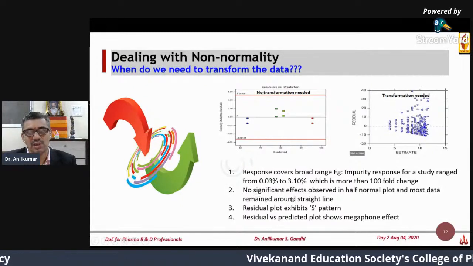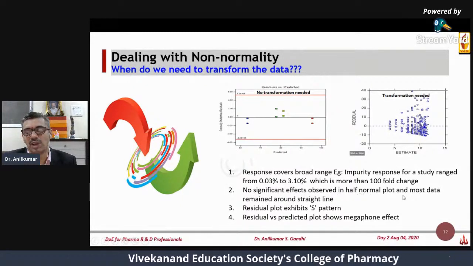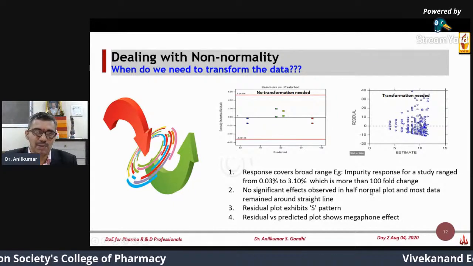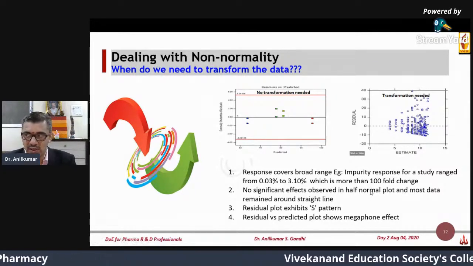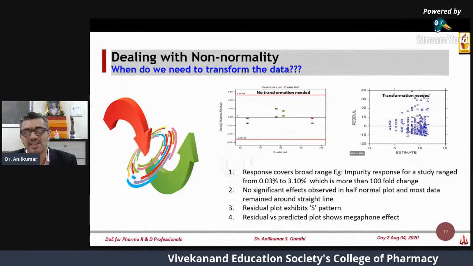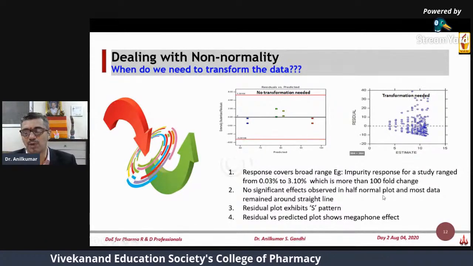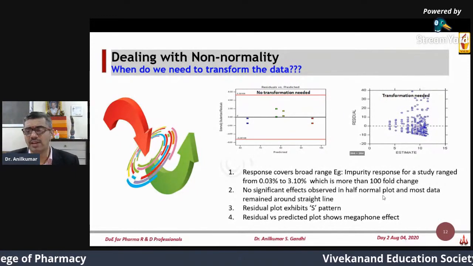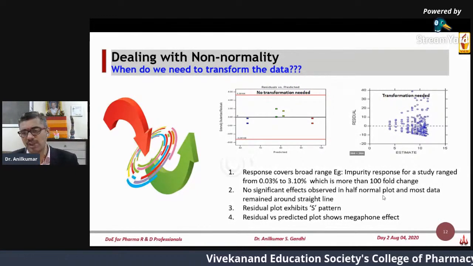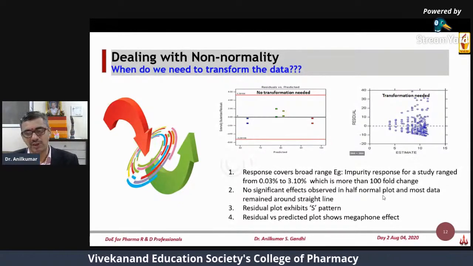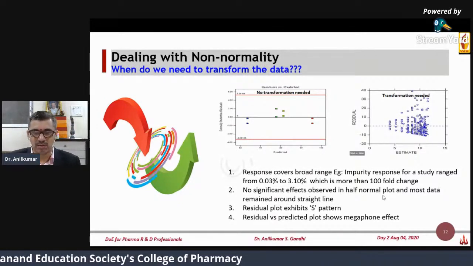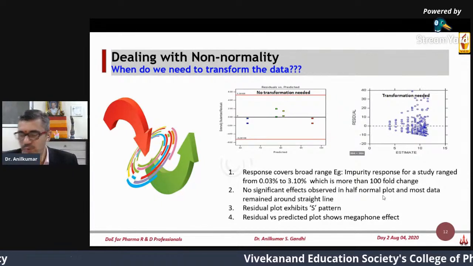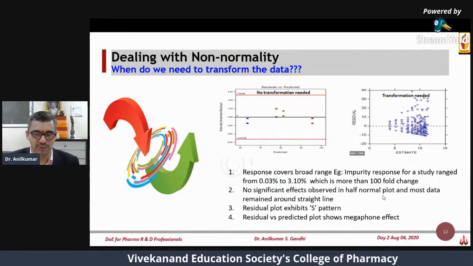Then no significant effects found in normal, half normal plot. Now this is also very unusual because you are seeing that there is a variation in the response, but I have not seen any significant effect in the half normal plot, which means I don't see any points which are coming far away from the trend line. So again, I have a challenge there because that cannot happen. When I'm doing such a study, I should see some effect.